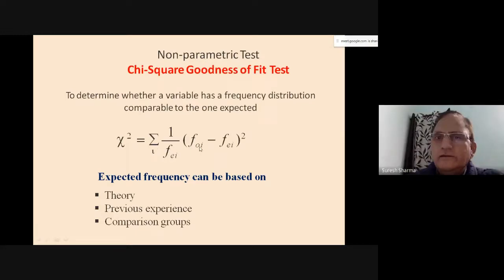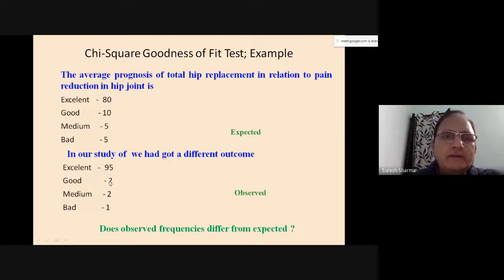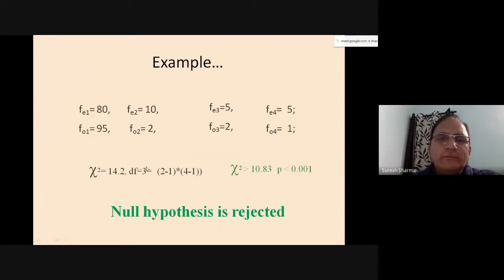This summation stands for plus. The next value will be 2 minus 10 square divided by 10, then 2 minus 5 square divided by 5. The next value will be 1 minus 5 square divided by 5. So I will add all these 4 values and get my result.